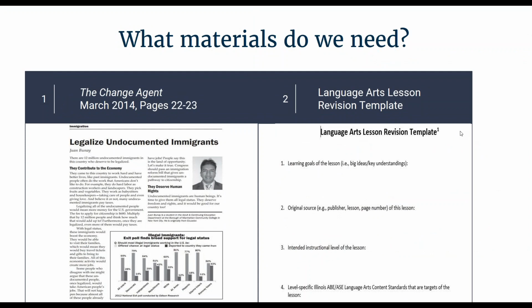So you should have in front of you the Legalize Undocumented Immigrants article that starts on page 22. So 22, 23, and then you should have a hard copy of the Language Arts Lesson Revision template that was mailed with the resource. So I'm hoping that that's true for everyone. And if so, if you've got those two things in front of you, that's great.